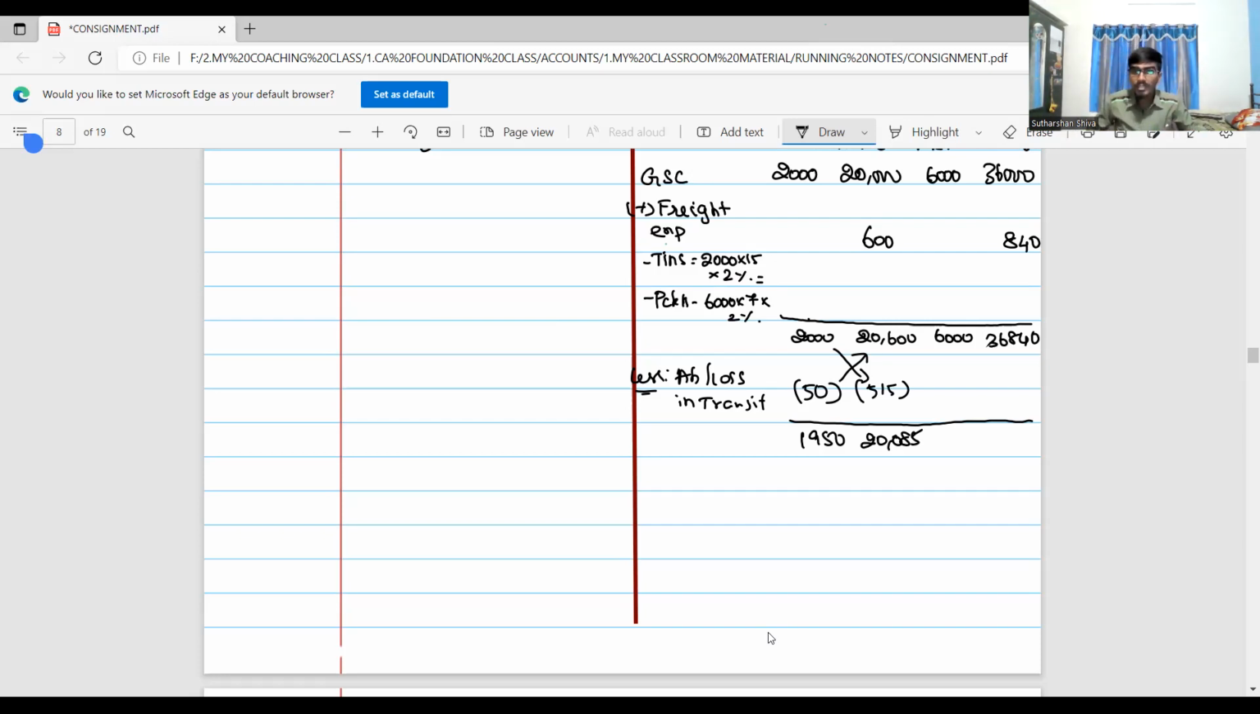Okay. Then there is no change in this, so just carry down 36,840. Then there is sales. Less sales. How much sales has taken place? 15,000 tins and 4,000 packets. Cross multiply.